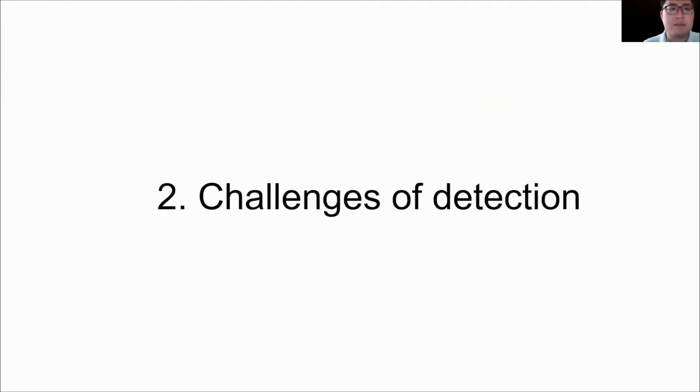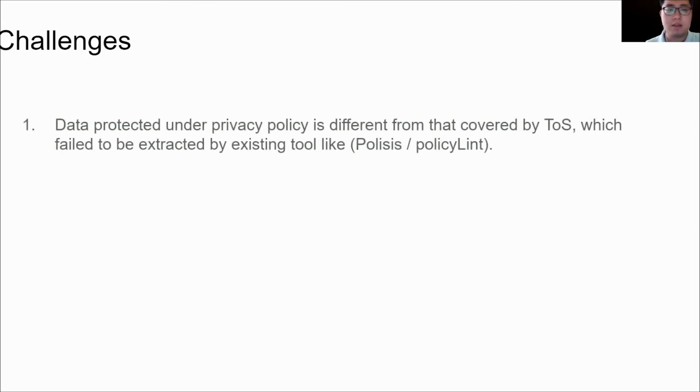Challenges of detection. It turns out to be non-trivial to check such compliance between code and policies. First, different from app privacy policies that protect personal information, such as address and contact, which can be identified by existing policy analyzers, such as PolicyLint, TOS describes restricted data whose security or privacy implications can only be determined from the context of their usage.